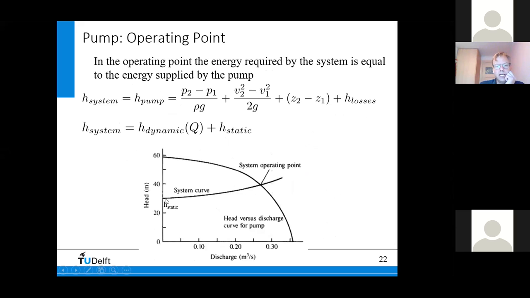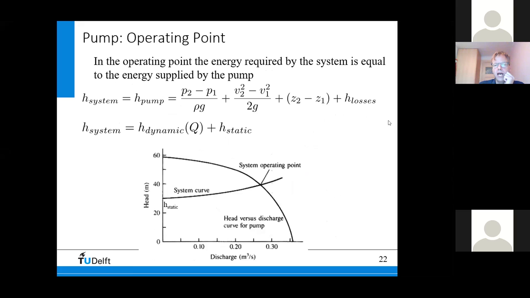And if you look here, for example, this one is the static difference. And this part between here is caused by the friction.